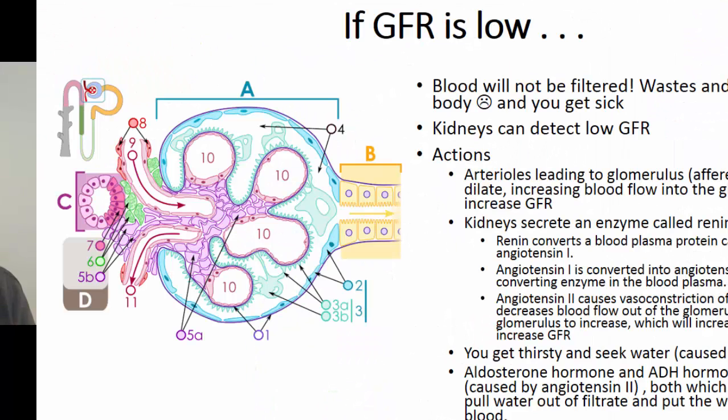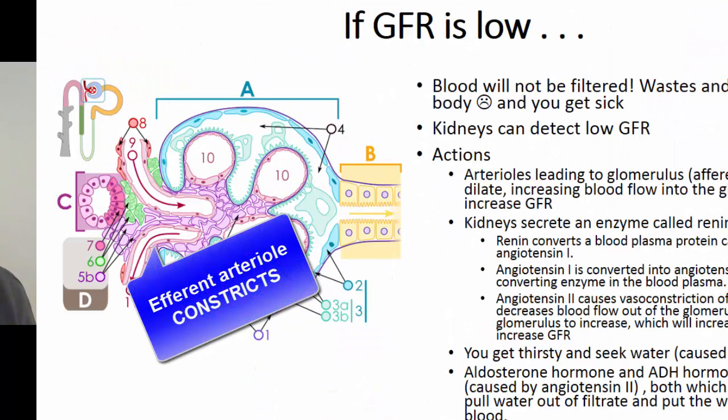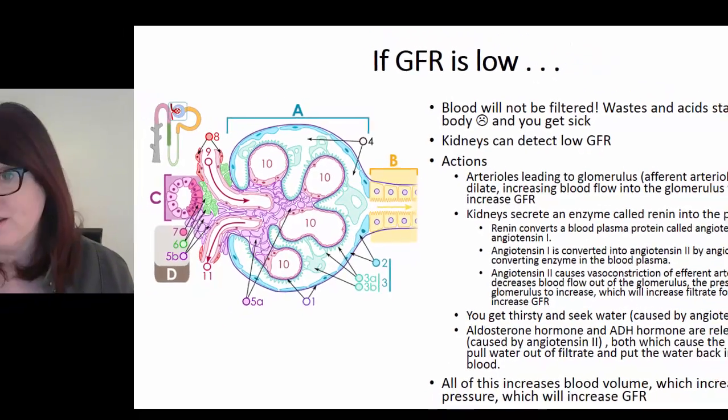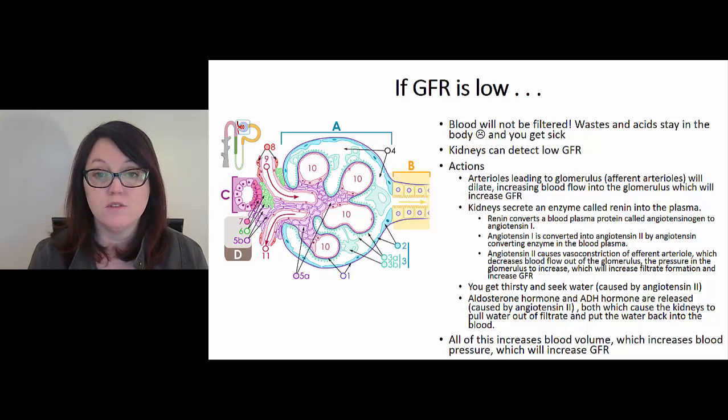Angiotensin 2 is considered a hormone, and it causes vasoconstriction of the efferent arteriole. So what this is saying is that the angiotensin 2 will eventually make its way to that outflowing arteriole of the glomerulus, and it's going to cause it to constrict. So basically, we're closing off the outflow of the glomerulus, which is going to cause the blood to back up in the glomerulus, increasing the pressure in the glomerulus, which will increase the filtration rate, increasing the GFR. So this was a roundabout way to also help to increase that low GFR to make it higher.